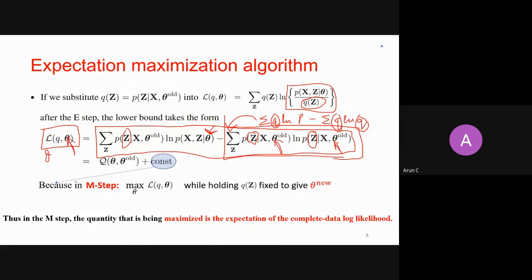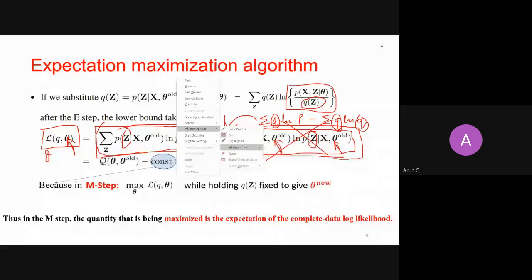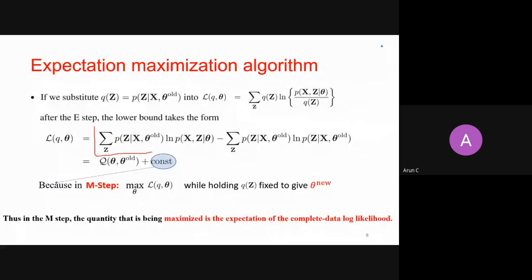This theta is appearing here only, right? So this second term will be a constant with respect to theta, and you have to maximize this first term. So let's see carefully what this first term is now. Do you agree with me till here? Any questions or any confusion?